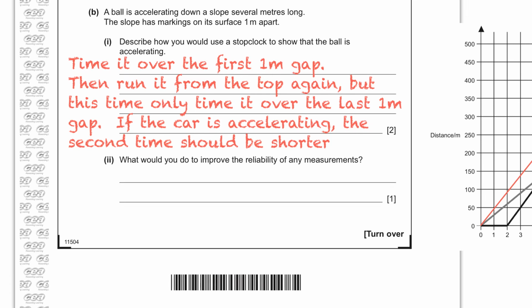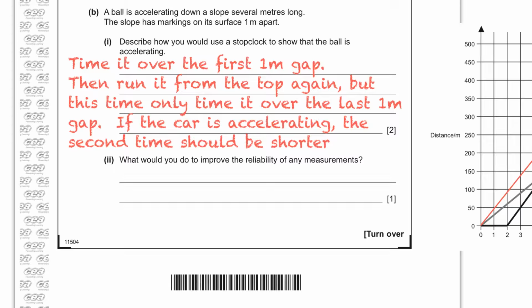So something explaining that you need to time it over the top gap and then run it the whole way down again, but only time over the bottom gap. If it's really accelerating, you would expect the second time to be shorter. You need to be clear that you're timing it even though it's running from the top both times. If you were to actually just lower the ball and run it over the bottom gap, you'd probably get the same time. So it has to be running all the way down the hill. It's just where you're timing it that changes.